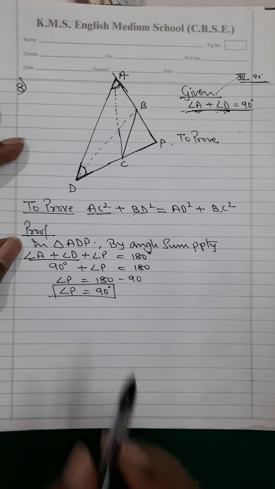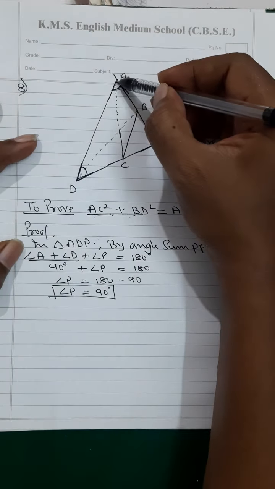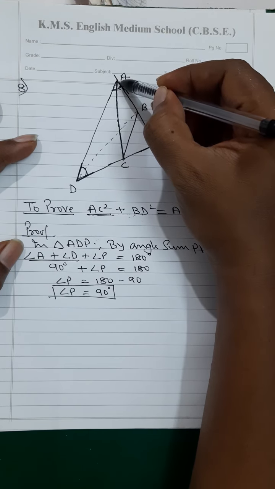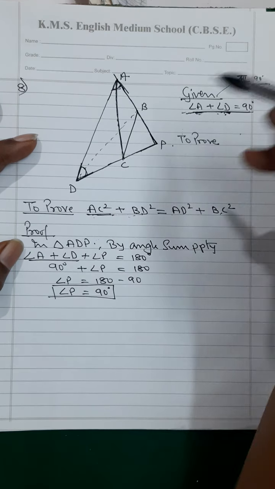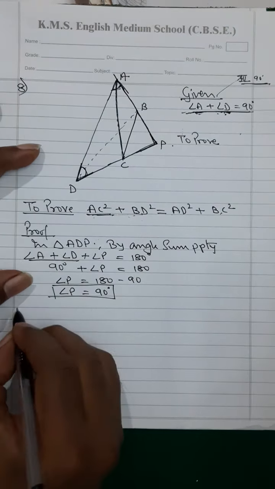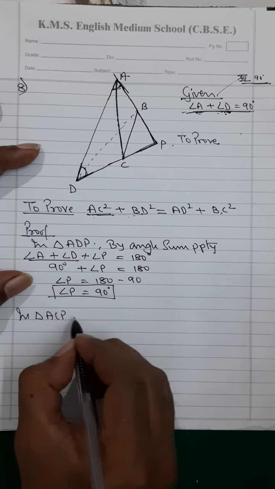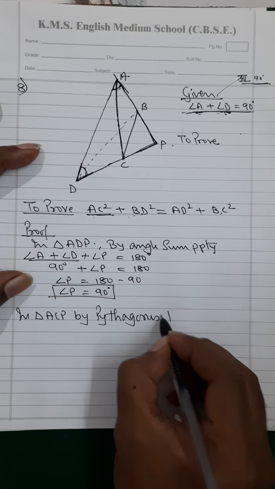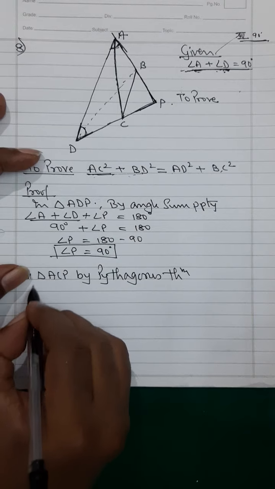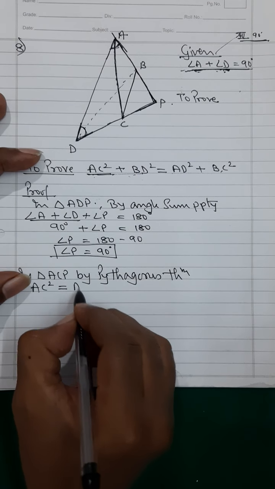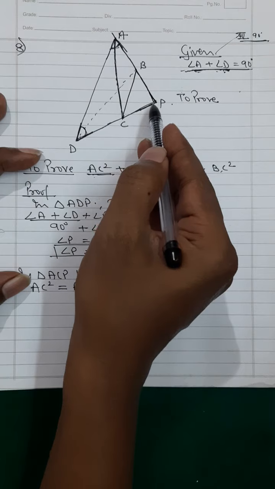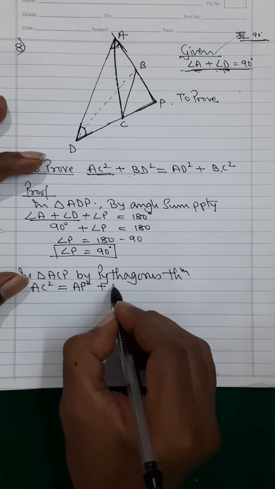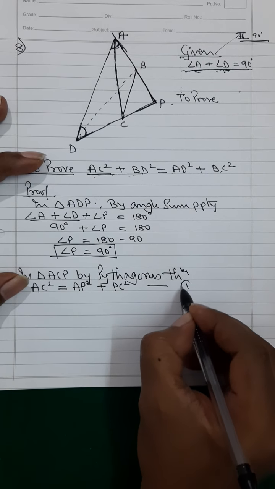Fine. So now if you consider AC square, now can you get AC square? Definitely now your brain will start working. See, this is AC square. In triangle ACP, I will apply Pythagoras theorem. So in triangle ACP, by Pythagoras theorem, what you will get is AC square is equal to AP square. Remember this is 90 degree, so it is slightly opposite to 90 degree. AP square plus CP square. Fine. This is my first equation.